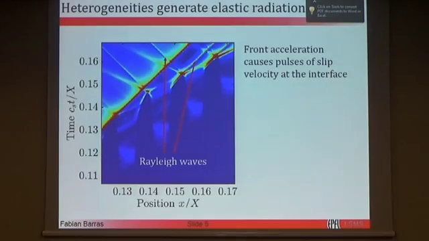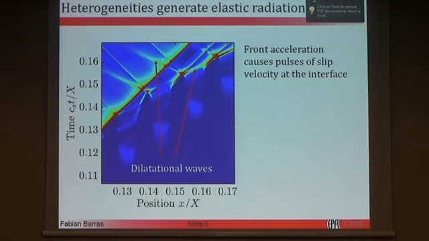So if I zoom a little bit on this diagram, here you can see the stronger stripes, and the cracks accelerate when these stronger asperities are broken and generate pulses of velocity at the interface. And measuring the speed of this line, you can identify some elastic waves like Rayleigh waves and dilatational waves. So now our question is to understand what the parameters are that are controlling this effect.